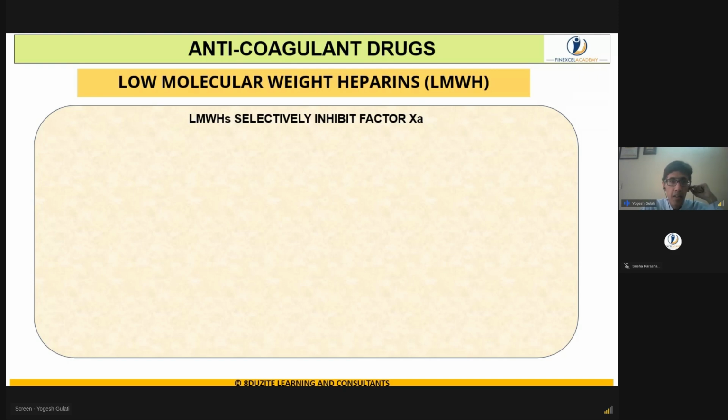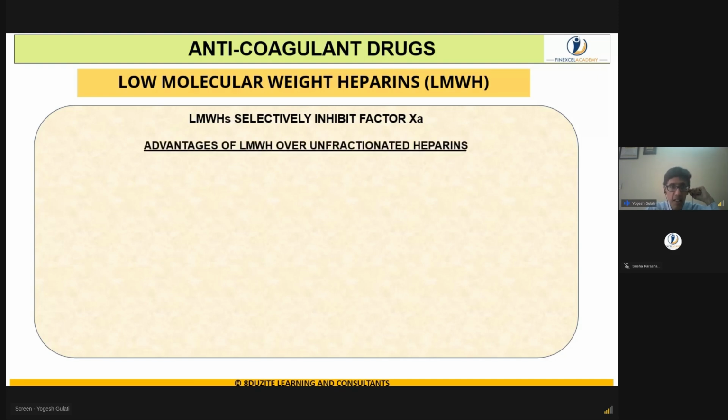So to improve them, low molecular weight heparins were developed, and these are the drugs which selectively inhibit factor 10A. We talked about that heparin is inhibiting both factor 10A and 2A, but low molecular weight heparins and other heparins. Low molecular weight heparins are enoxaparin, dalteparin, tinzaparin, and the other heparins are selective inhibitors of factor 10A. They don't touch 2A that much.